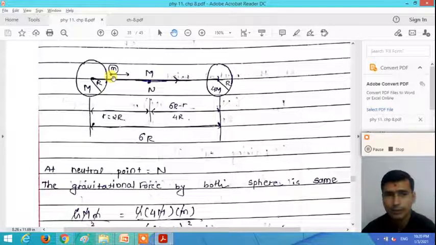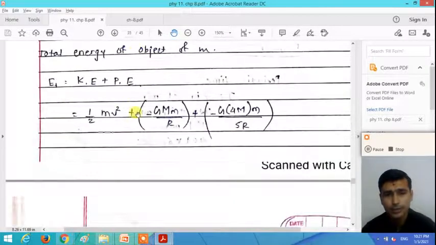So what is the formula? The potential energy of the object on the surface of the first sphere is minus G, mass of the first sphere, mass of the object, divided by distance r. That is the potential energy due to the first sphere, right? So here the potential energy of the object due to the first sphere is minus G capital M small m divided by r, right?